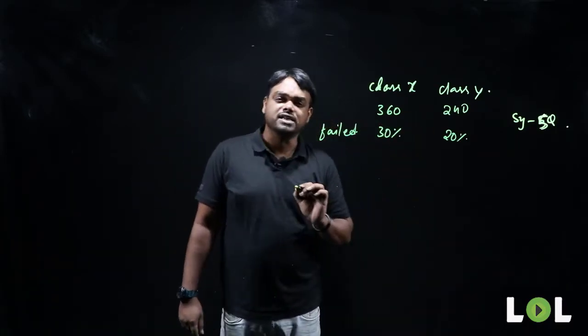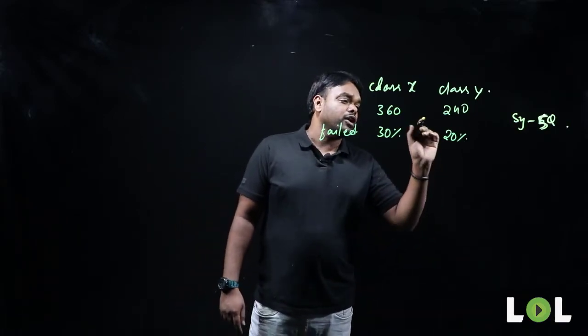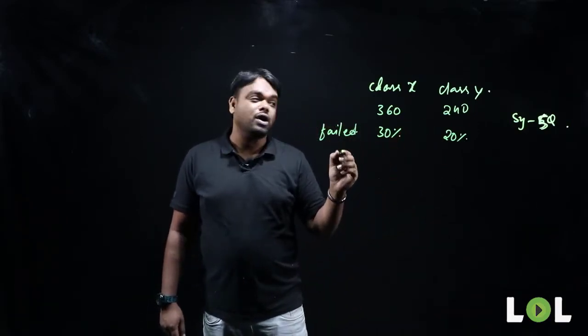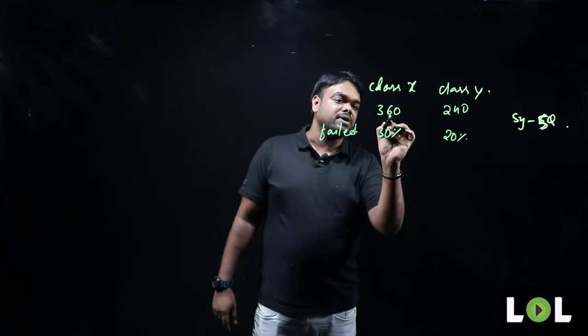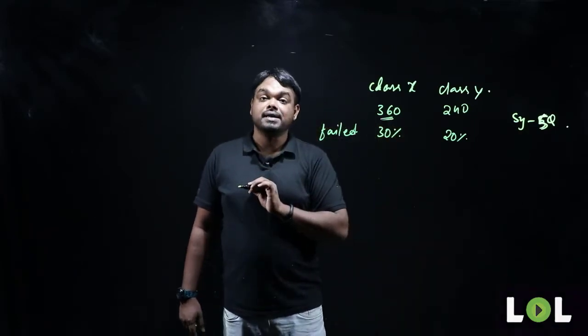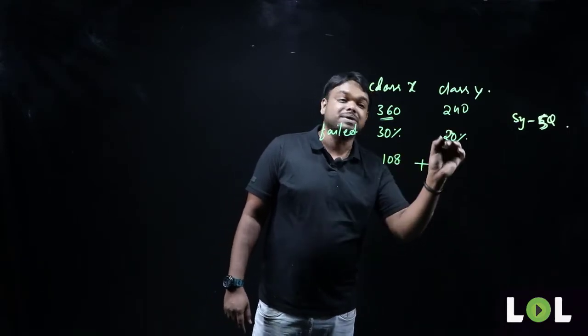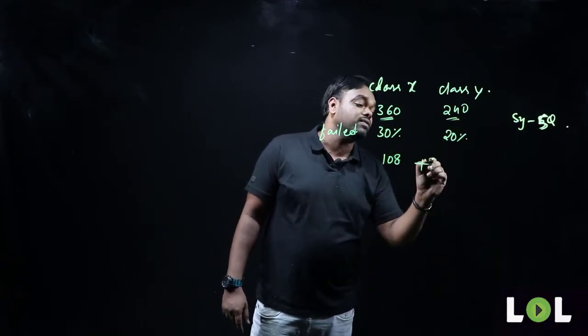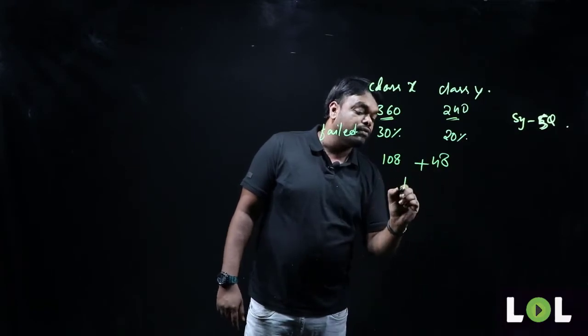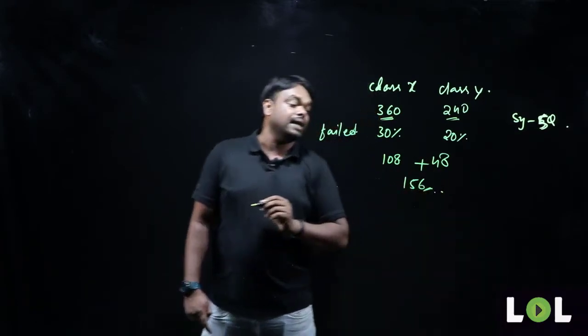Very simple question it is. Do not use any mixtures concept, weighted average and all. Direct answer it is. See 30%, 10% is 36. 30% means 36 into 3, that should be 108. Plus from this 10% is 24 and 20% will be 48. दोनों मिला के 156. That is our final answer guys.